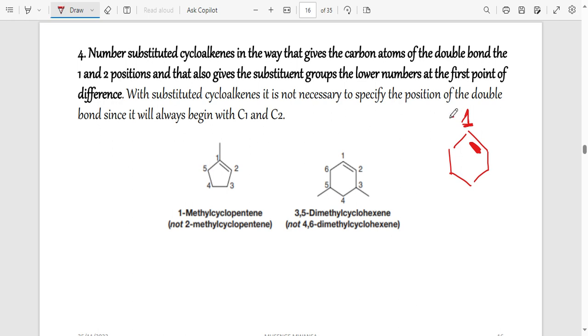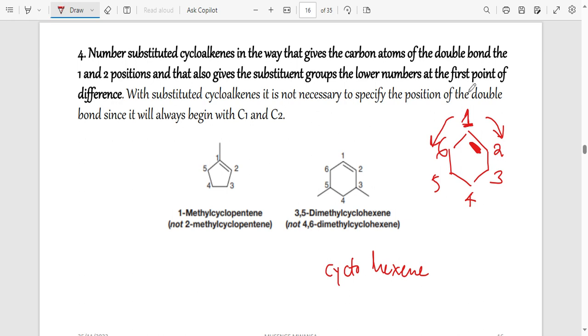Okay, so I'm saying I can't go in this direction. Instead, I should go in this direction. Why? I need to cater for the double bond. So that is 2, 3, 4, 5, and this will be 6. So 6 carbons, we know that is hexene. But because it's cyclic, just put cyclo in front: cyclohexene.